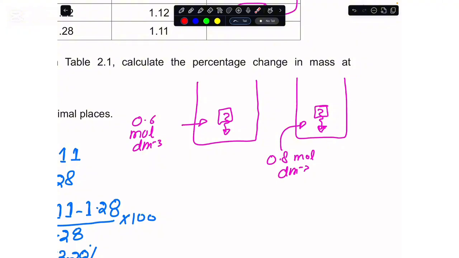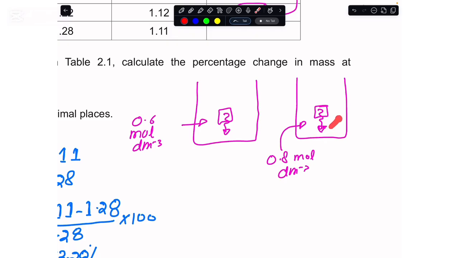But the other fact is that there is more loss of water at 0.8 mole per dm cube compared to this, because at this concentration the water potential in the outside solution is far less compared to the water potential that we have here.